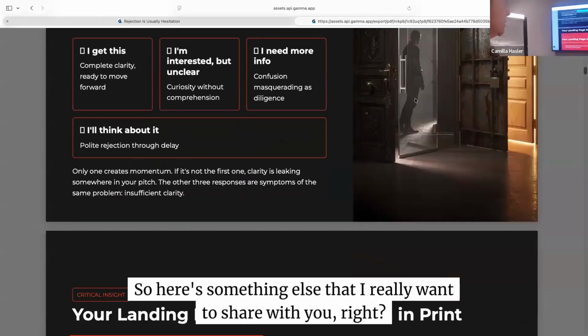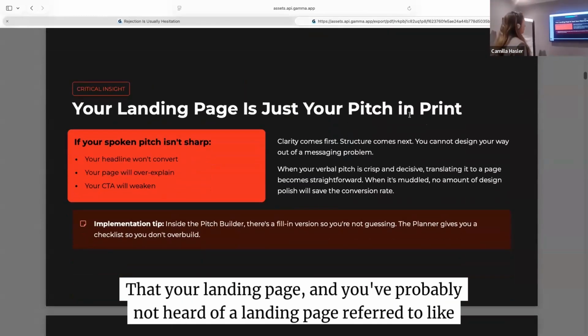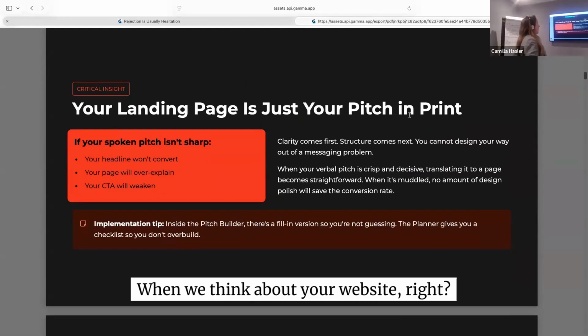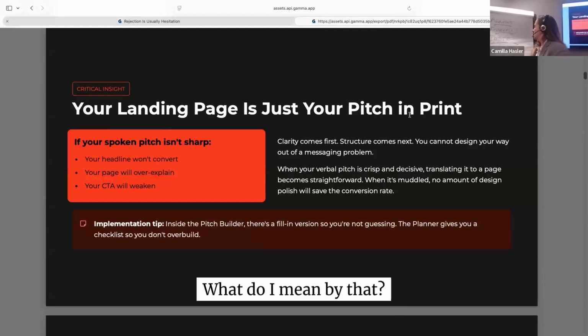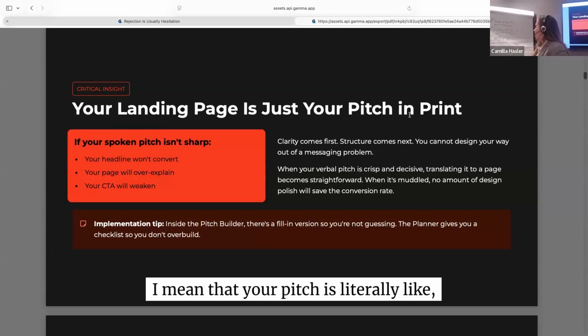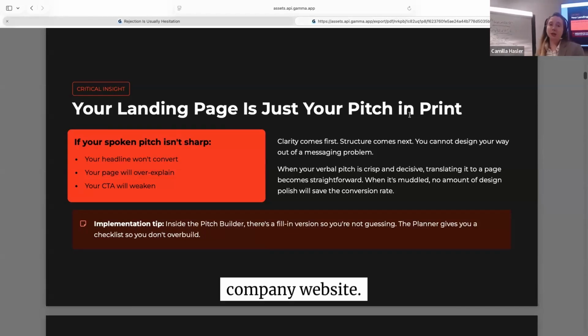So here's something else that I really want to share with you. Your landing page, and you've probably not heard of a landing page referred to like this. When we think about your website, to me, a website is a pitch in print. What do I mean by that? I mean that elements of your pitch and the consistency of it need to be in that landing page, in your company website.